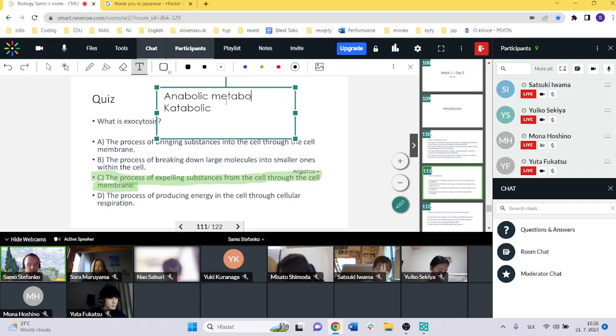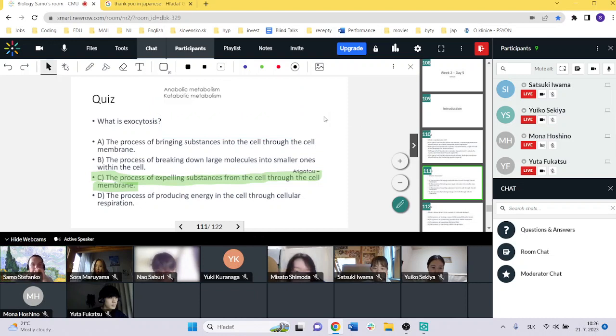The first one was anabolic. The second one was catabolic. I'm writing it now here. Anabolic metabolism, catabolic metabolism. The process of breaking down large molecules into smaller ones within the cell. What do you think? Is it anabolic or catabolic?